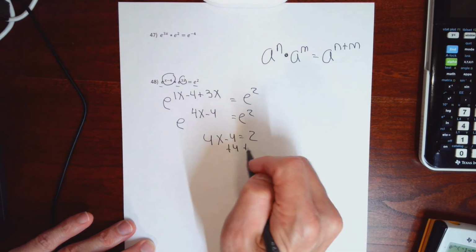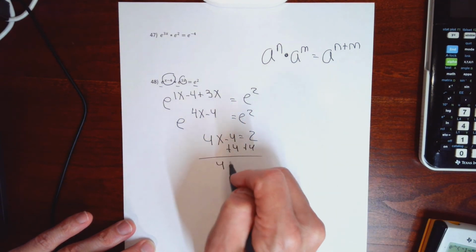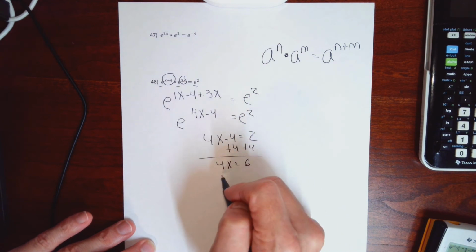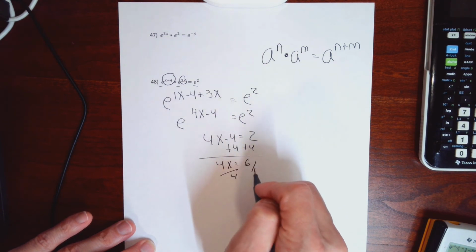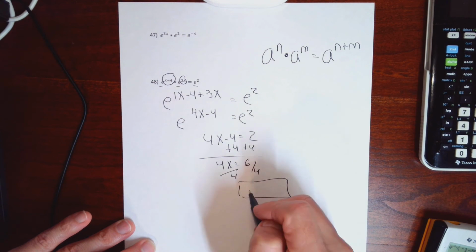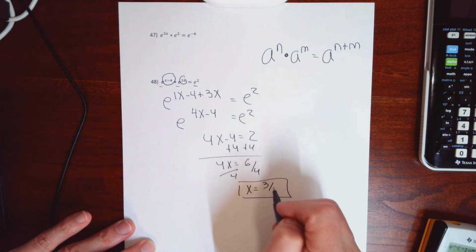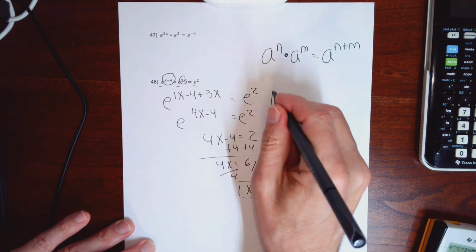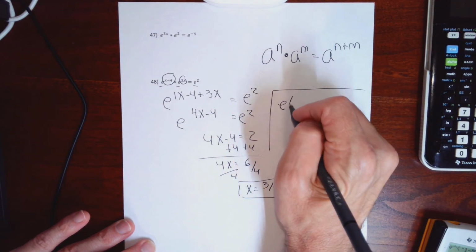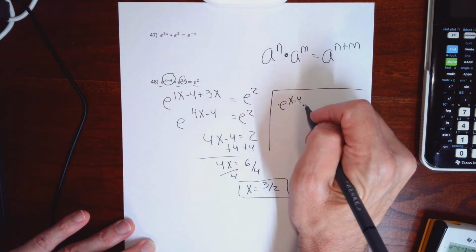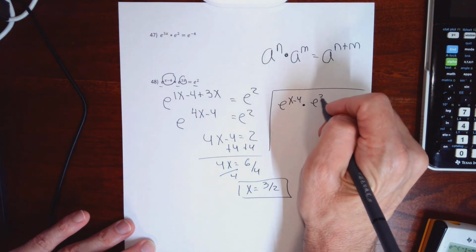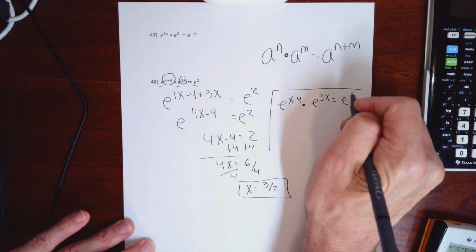I'm going to add 4 to both sides and get 4x equals 6. Divide by 4, divide by 4. I think the answer is going to be x equal to 3/2. To check this, the original problem before I did any algebra was e to the x minus 4 times e to the 3x equals e squared.